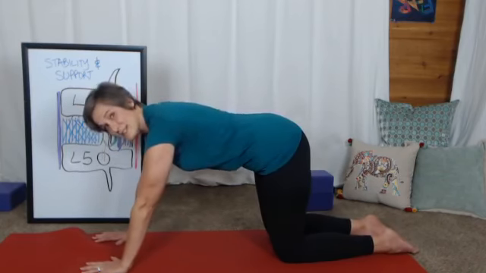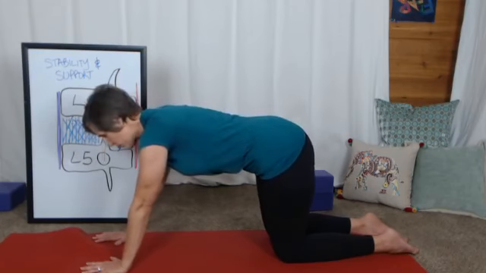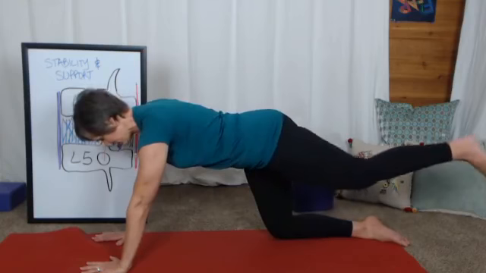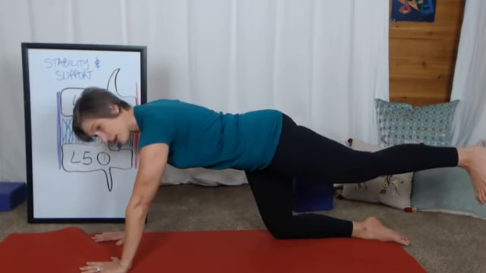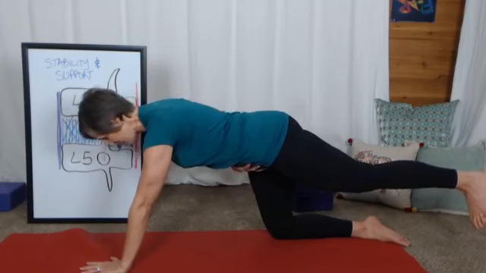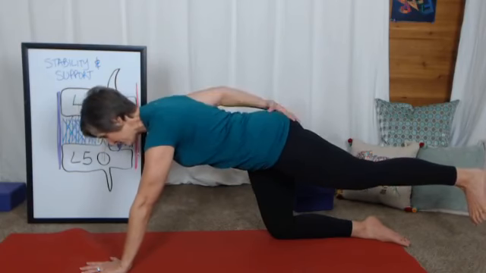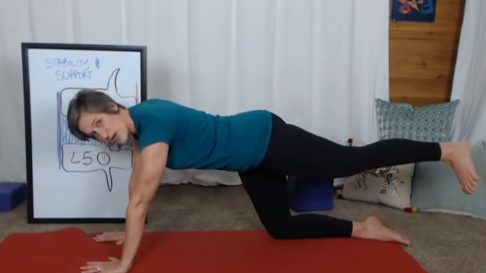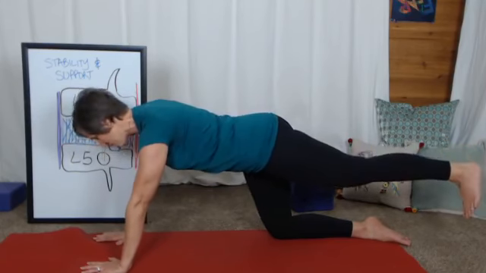Come to that nice mid-range supported spine position. Push into the arms, lift the leg. As you hold that spine in sort of a neutral position, the abdominal muscles have to work. As you lift the leg, the back muscles have to work. So you're asking all of those muscles around that low spine to support you.